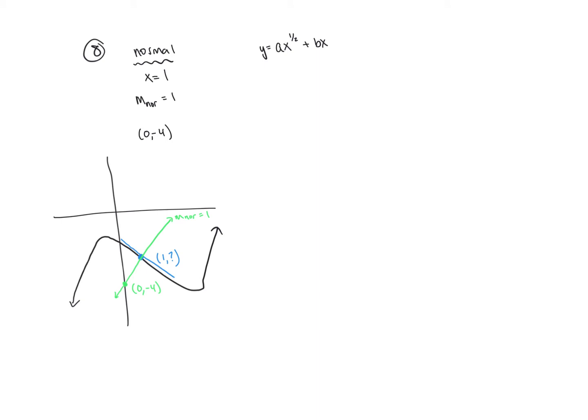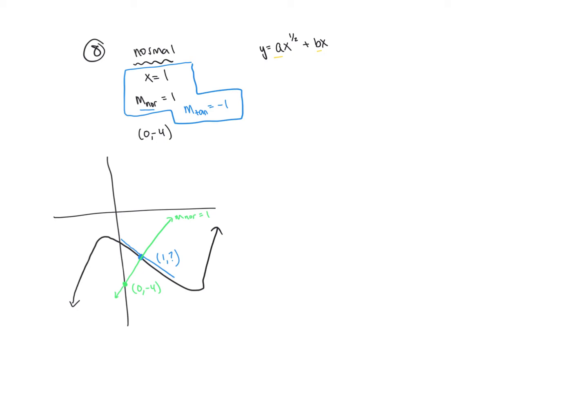Any time we need to solve for two variables, we're going to need two equations, to do a system of equations. One more thing: if we have the slope of the normal, that also means the slope of the tangent would be -1, because it would be the opposite reciprocal. Let's start with the information that when x is 1, the slope of the normal is 1 and the slope of the tangent is -1.